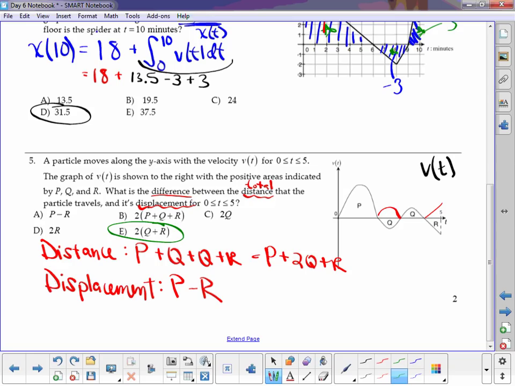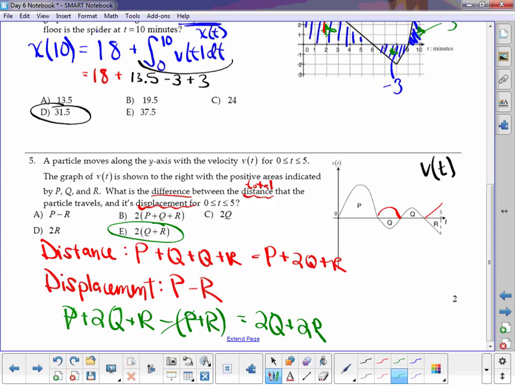E. It is the difference between them, so P plus 2Q plus R, distance, minus displacement, P minus R. So we have that my P's cancel out, I end up with 2Q plus 2R. Oh, sorry, I got B, so I was just wondering why you wouldn't distribute the minus. We do distribute the minus to it, so we have negative P, negative R. So I have P plus negative P cancels out, and then I have 2Q plus R plus R. So this R got turned into a positive, which gives us other questions.